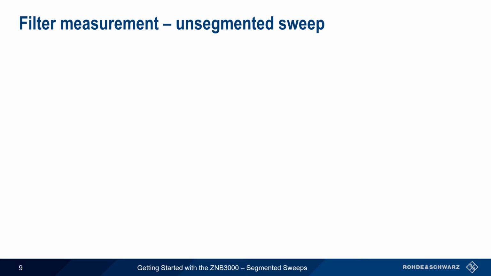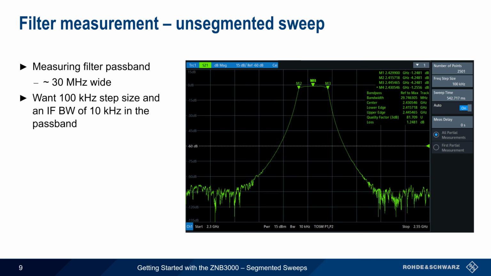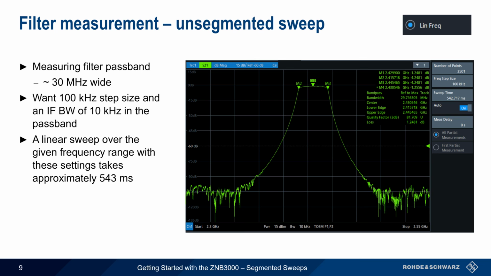Let's look at an example of using a segmented sweep. Here we want to measure the passband of a filter that's approximately 30 MHz wide. We'd like to measure this using a 100 kHz step size and an IF bandwidth of 10 kHz. If we use a linear sweep, as shown here, this same step size and IF bandwidth will be used for every point in the trace, even those outside of the passband, and the total measurement time for each sweep will be approximately 543 milliseconds.